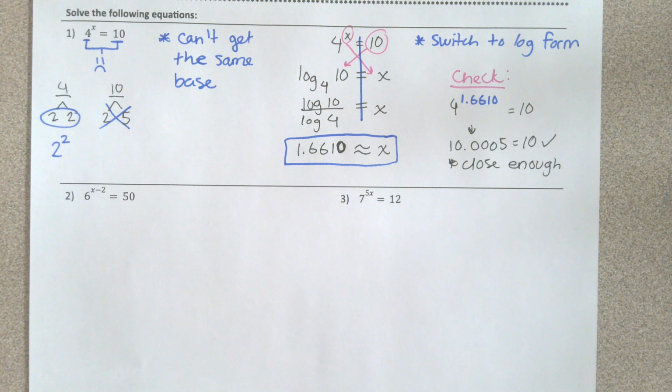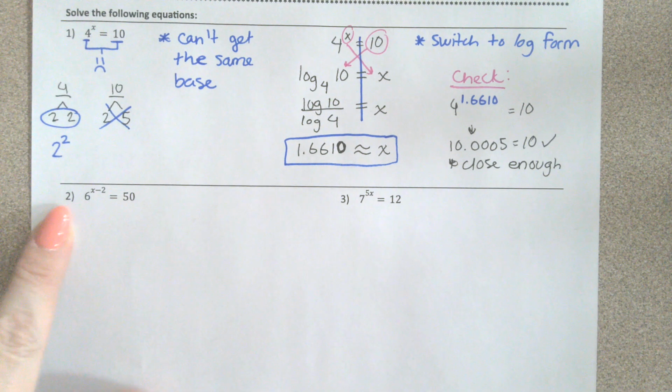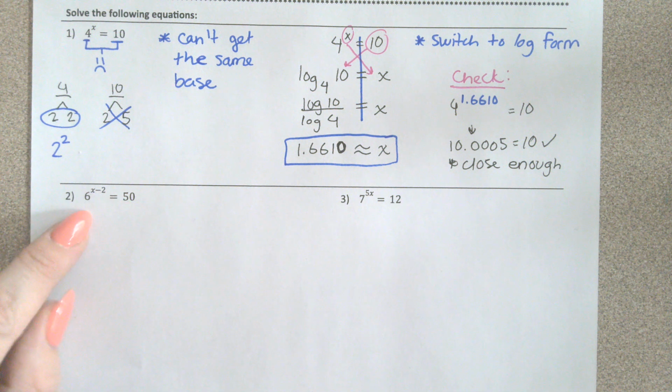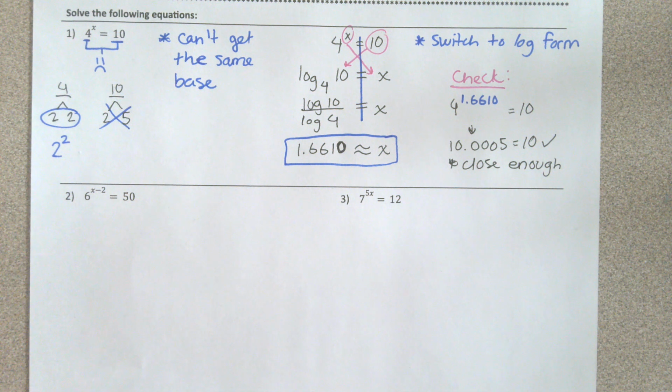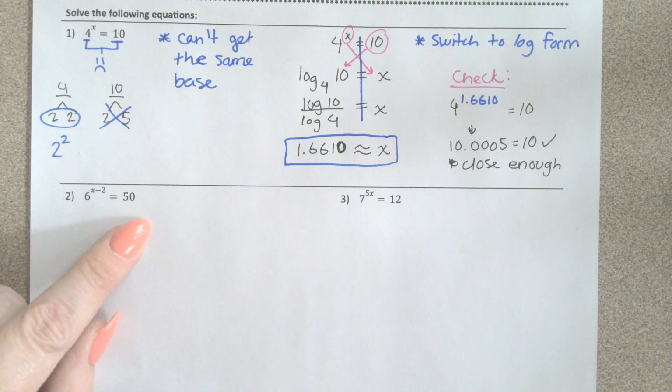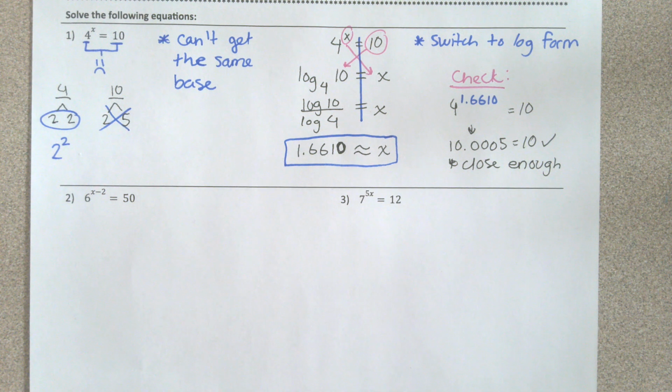All right, let's practice this a couple more times. Right off the bat, we can't get the same base here. We have 6 to the x minus 2 equals 50. 6 breaks down into 2 and 3, and then 50 breaks down into 2 and 25. If you do the whole breakdown thing, it will not work. So let me just cut to the chase there.